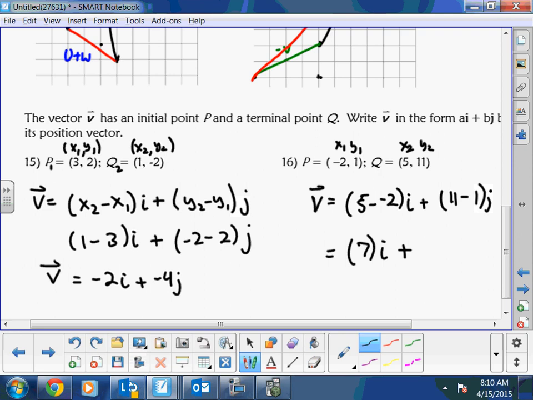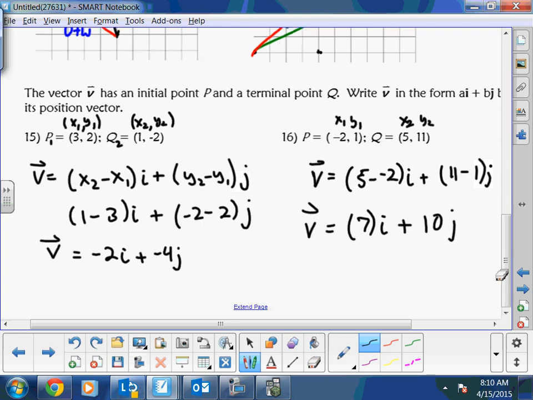You don't have to add parentheses. I just did that because I just saw it. 10j. That's about it. That's your answer. So this is your vector V. And that's all. That's all how you do those. It's pretty simple to do as far as vectors.